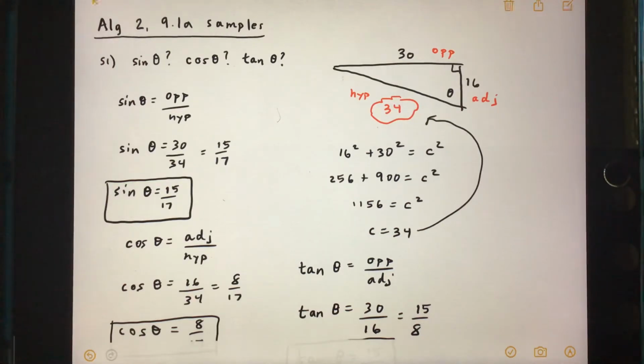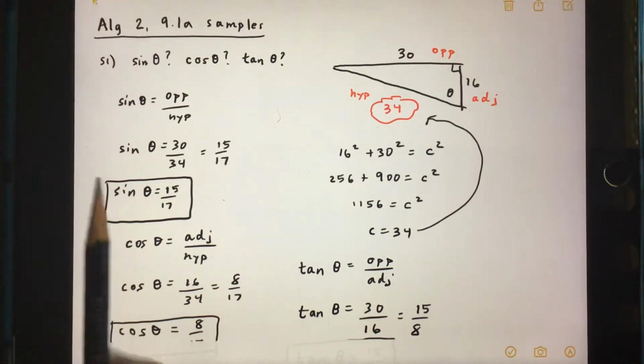The CAH is C-A-H, cosine is the adjacent over the hypotenuse, and TOA. That stands for tangent is opposite over adjacent, SOHCAHTOA. So if you forget what the relationship is, you can come back to SOHCAHTOA to help you remember what each one of those trig functions' definition is.